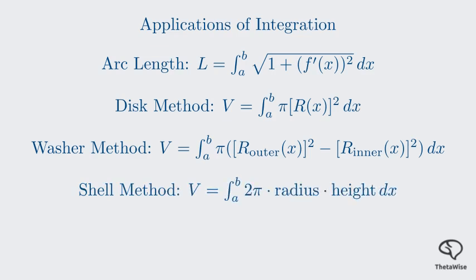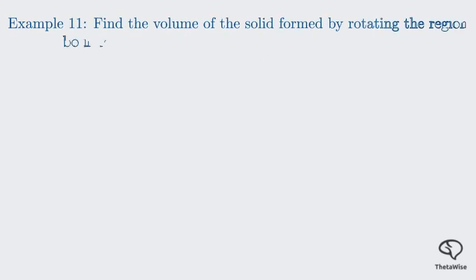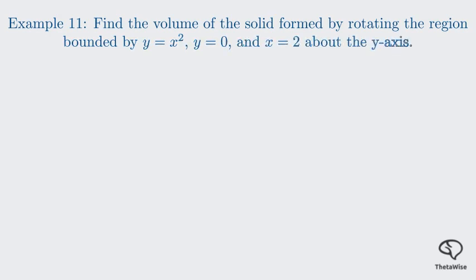Let's find the volume of the solid formed by rotating the region bounded by y equals x squared, y equals 0, and x equals 2 about the y-axis. Since we are rotating about the y-axis and our function is in terms of x, the shell method is the most straightforward. We'll use the shell method.